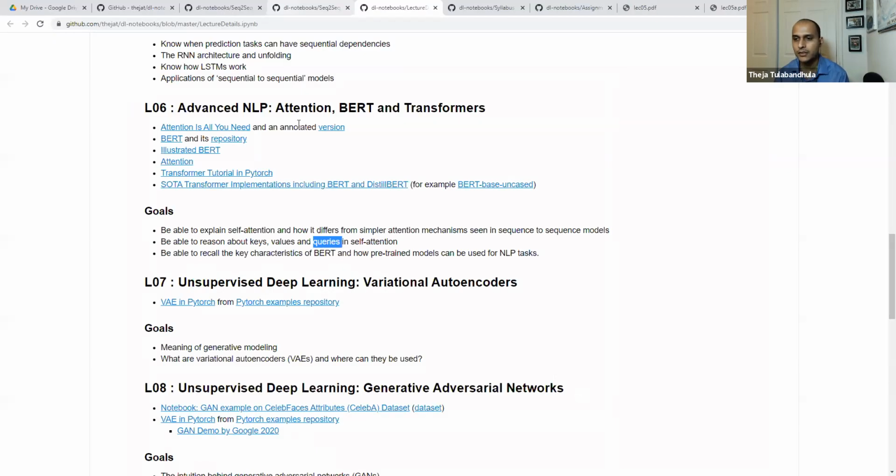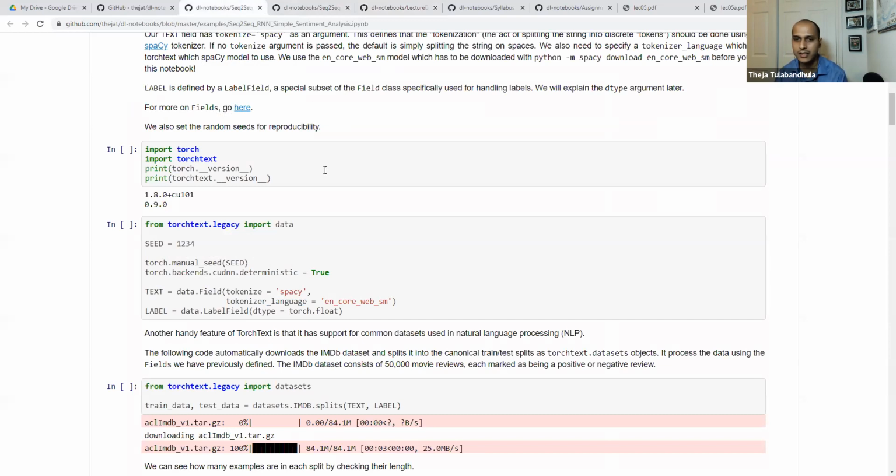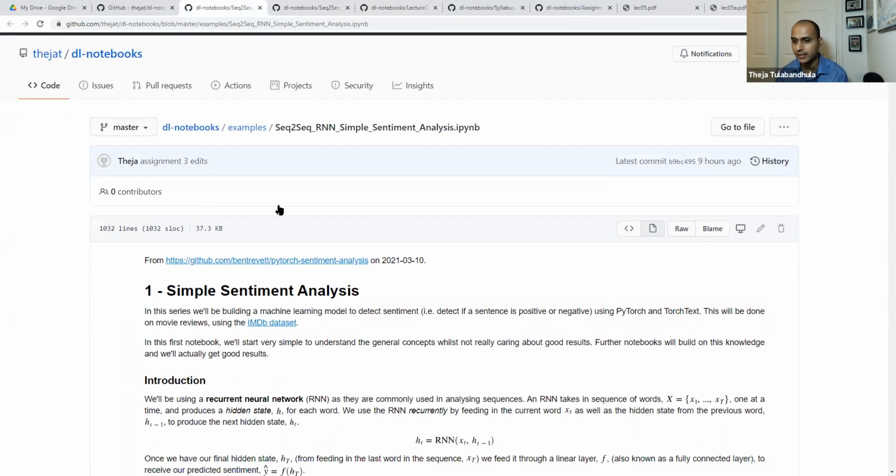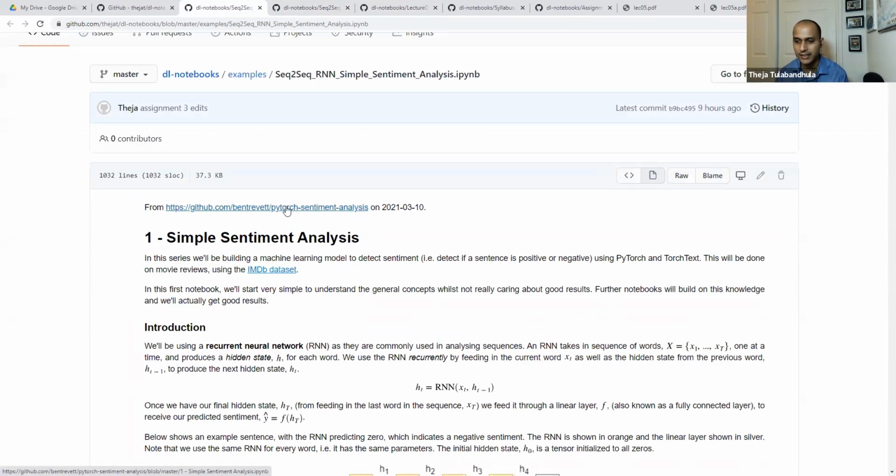Yeah. So this is the same notebook, as I said. It's linked in assignment 3. If you have accessed assignment 3 before, this link was not there. I just added this link. It's basically a copy of the simple sentiment analysis notebook from this GitHub repository.